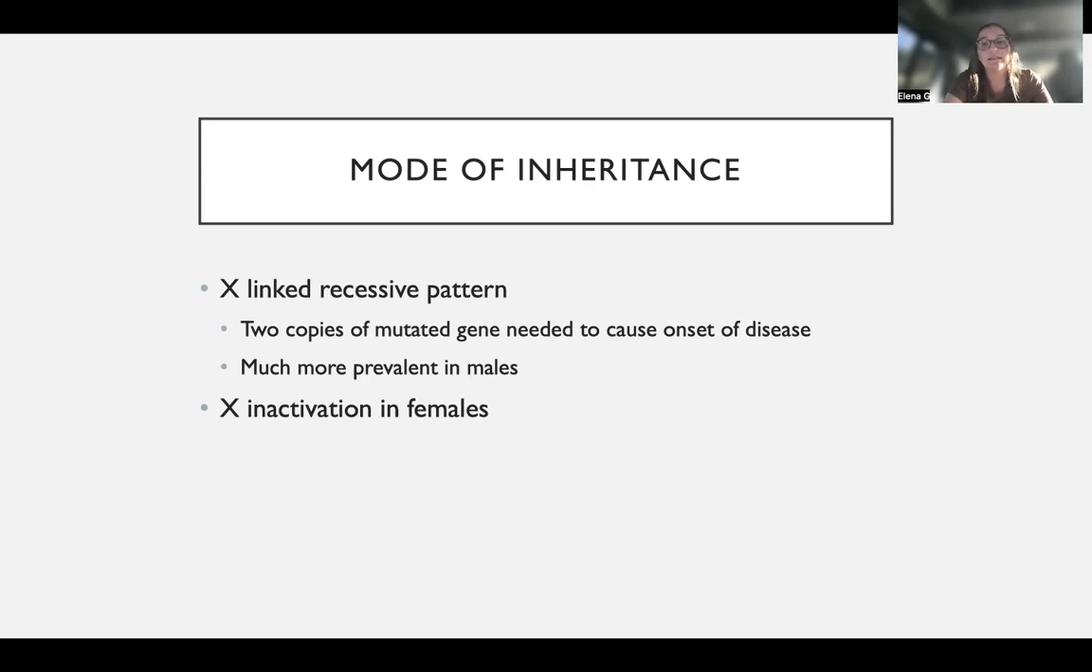But in some cases, X inactivation can occur in females, which means that one of the female's X chromosomes is turned off in their non-reproductive cells, meaning that only one copy of the X chromosome is activated in the cells. So only one variant is needed to cause the disease in females who have this X inactivation.